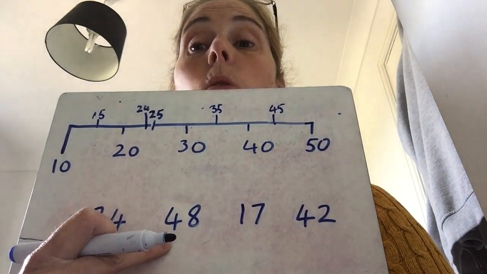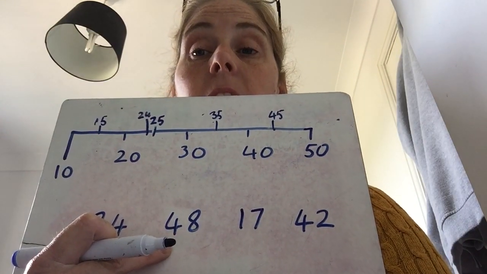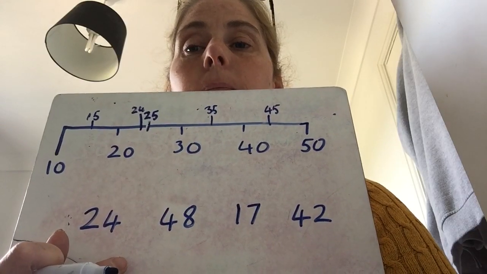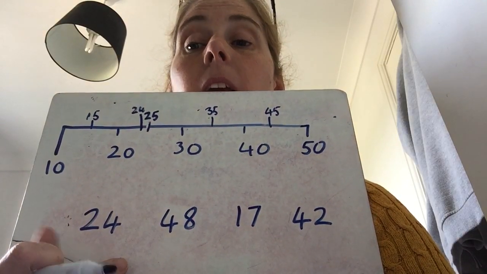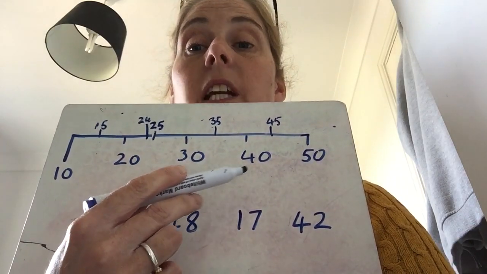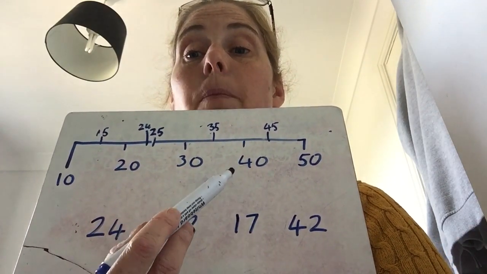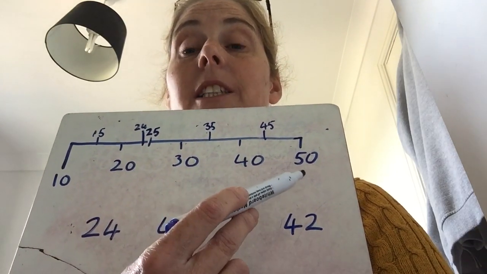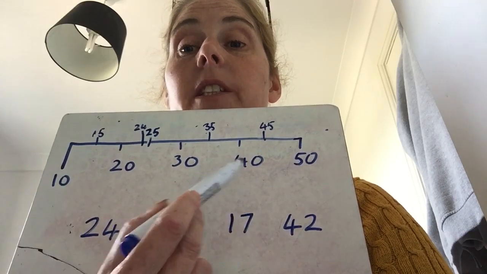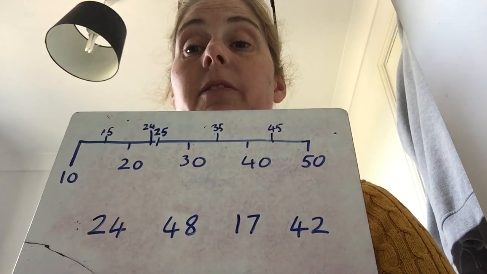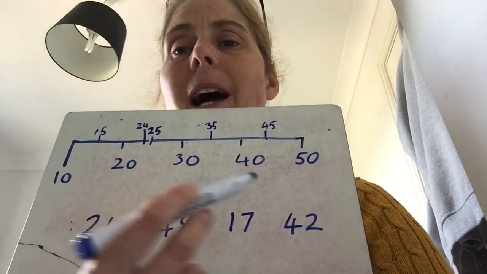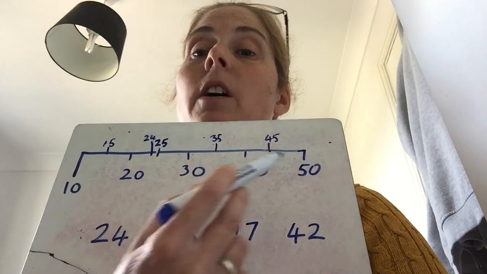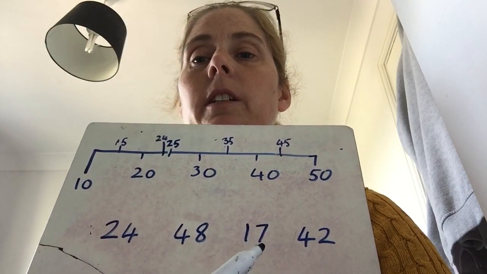So we've got the number 48. Now if you look carefully, which 2 multiples of 10 is that going to come between? It's going to come between 40 and 50, because it's bigger, it's in the 40s, yeah, so it's bigger than 40, but it's smaller than 50. So we know it's going to come between 40 and 50. Okay, but whereabouts? Is it going to come before the 45 or after the 45?